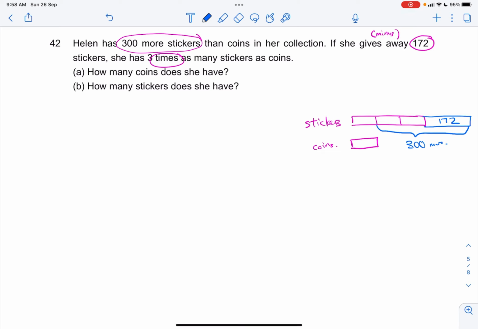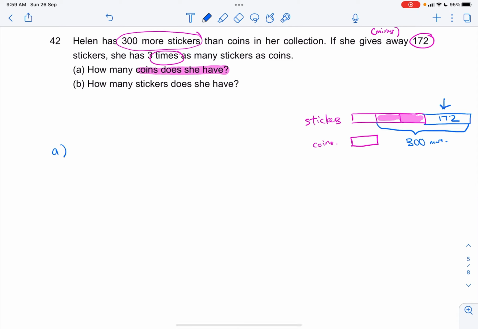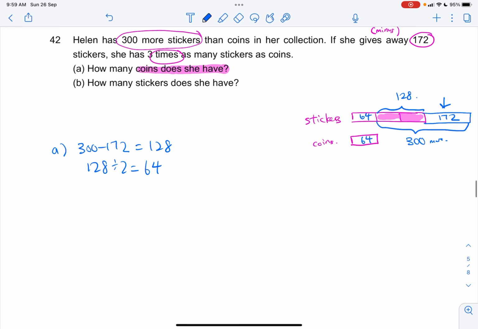So we will need to find 1 unit to find how many coins she has at the start. So we can see here that there is 2 units, but what's the value of 2 units? So we will need to get rid of this extra 172. So 300 minus 172 will give me 128, which is these 2 units here. So to find 1 unit, 128 divided by 2, 64. So this is 64, this is 64. So A, she has 64 coins.